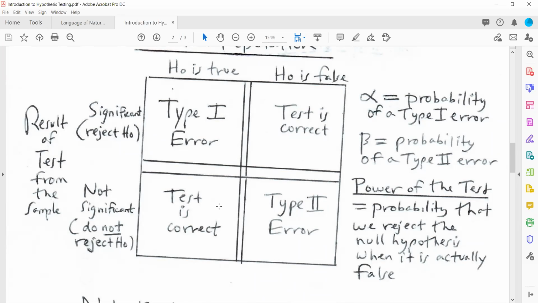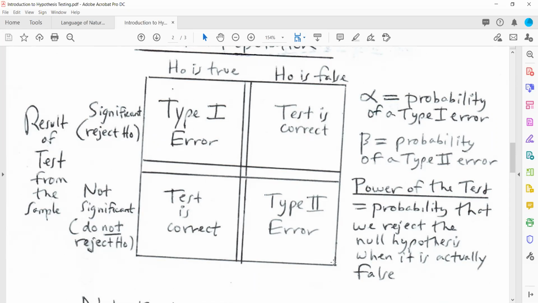In your textbook, and I'll show you in the textbook also, there is a little section on what's called the power of the test. The only thing you have to know about this in this course is just the basic definition here. The power of the test is dealing with this box here, where we've rejected the null hypothesis and the null hypothesis is false. So the probability that we've rejected the null hypothesis when it's actually false, which is a correct decision, is called the power of the test.